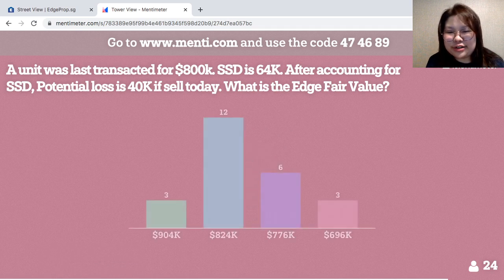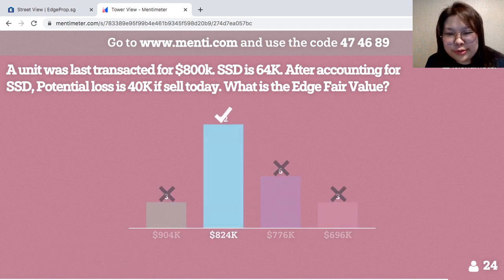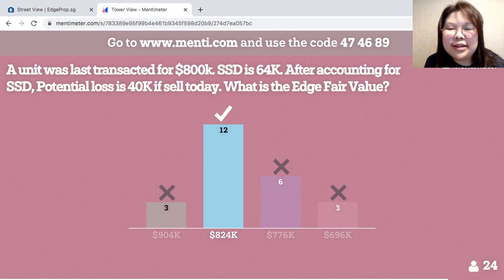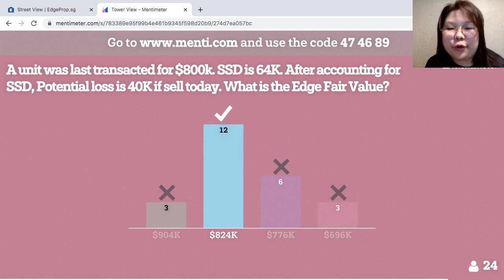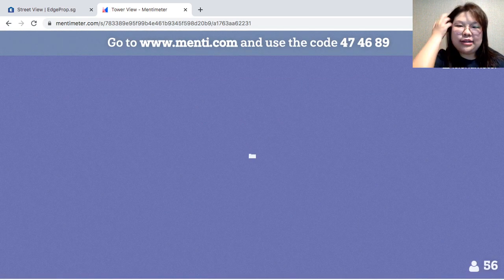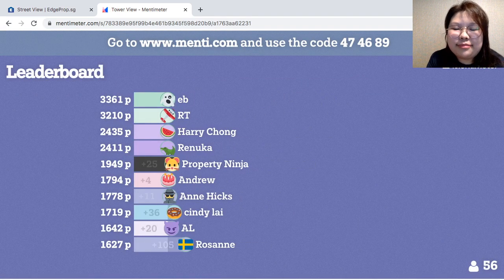Have you all done your calculation already? Wow, most people got it right, well done. What you need to do is take 800K and always add the SSD, so it's 864K. Then because you are likely going to make a loss, you minus 40K. So the answer is 824K.